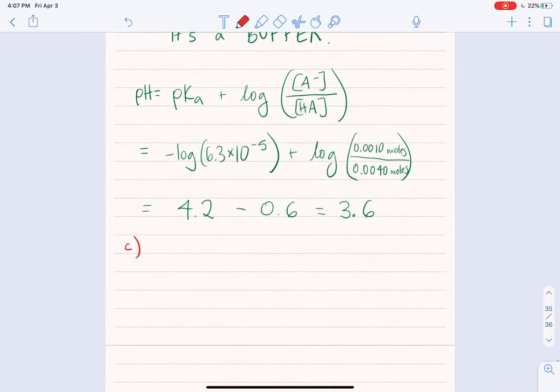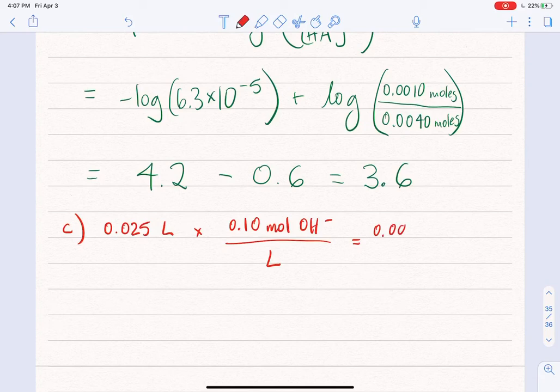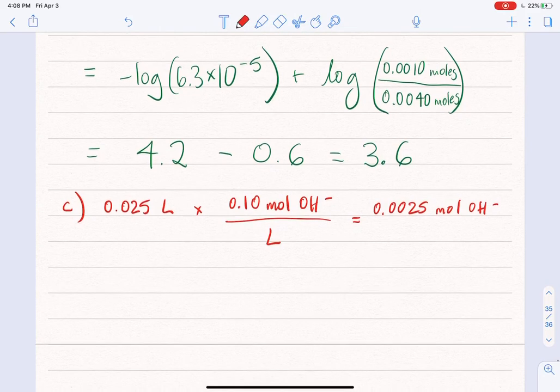So I have added 25 milliliters, or 0.025 liters, of 0.1 molar potassium hydroxide. So that's moles of hydroxide per liter. That's going to be equal to 0.0025 moles of hydroxide that I've added at this point.